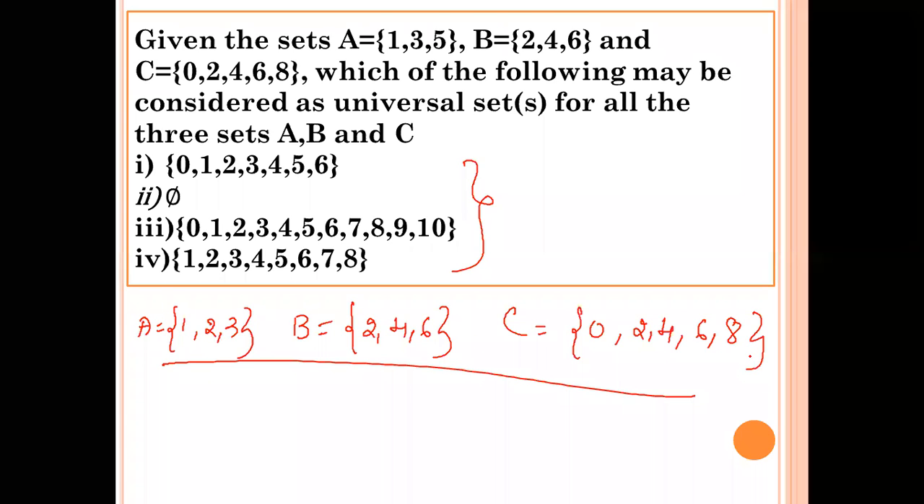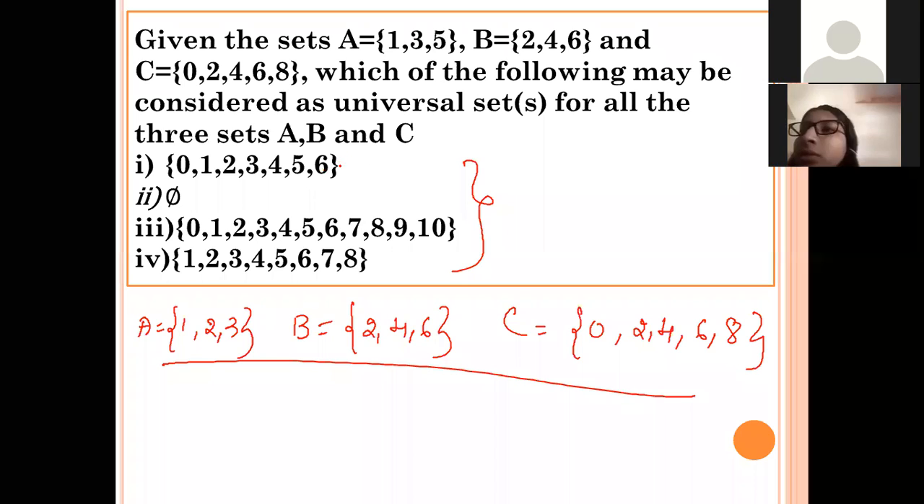So for a universal set, all the elements in A should be in that set, what B has should be in that set, and whatever the element C has should also be present in that set. Now, out of the four options, which can you recommend as a universal set? Yes, third. You cannot go for the first one because it has 0 to 6, but C has 8, which is not there in the first set. So you cannot take this. Empty set has no elements.